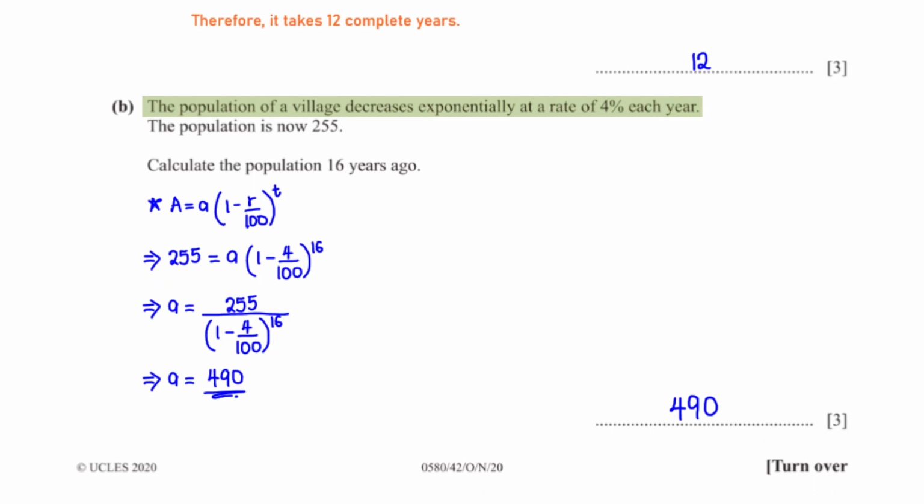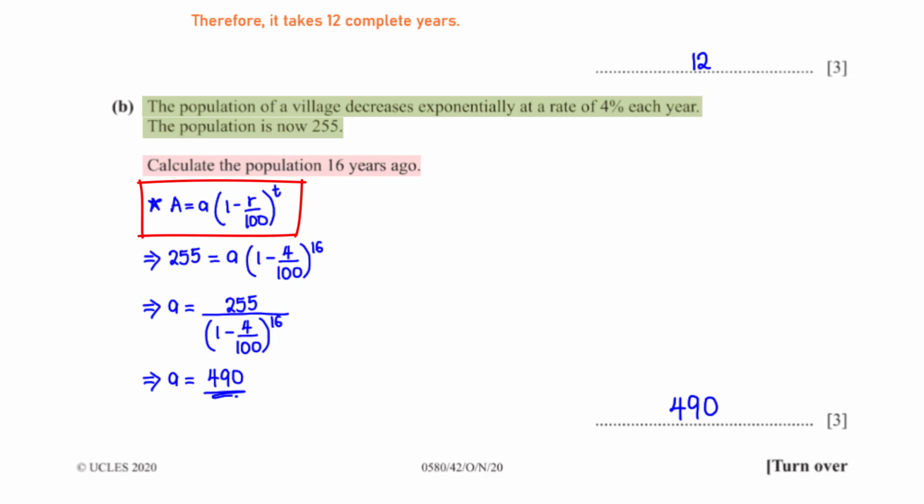The population of a village decreases exponentially at a rate of 4% each year. The population is now 255. Calculate the population 16 years ago. We are going to apply the compound interest formula in this case as well, due to the keyword exponential. Since the population is decreasing, we bring minus here instead of a plus.